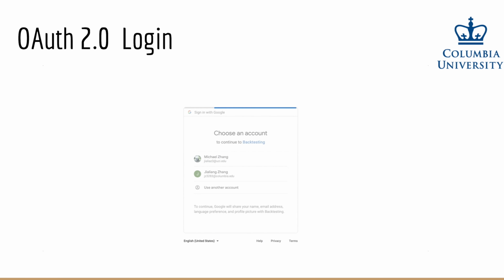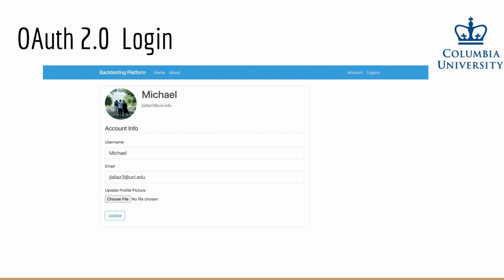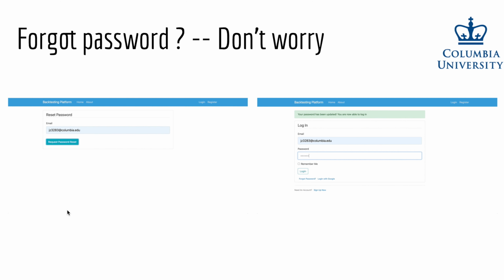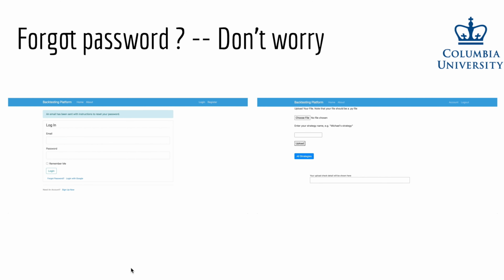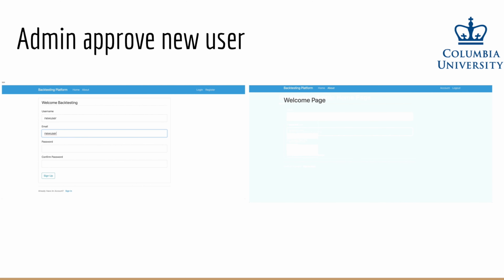We use the OAuth tool to access the Google API for authentication and authorization. Users not only can use the traditional username and password way of login and register, but can also log in with their Gmail directly. If a user forgets his or her password, the user can simply click the Reset Password button to recover and reset the password. For extra security, only an admin-approved user can access our application.